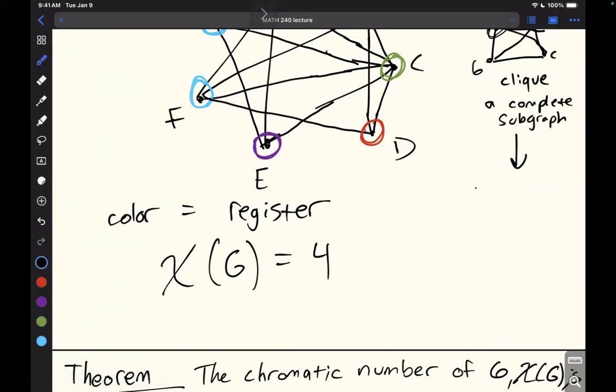So this means the chromatic number of G has to be greater than or equal to 4 because this is a 4-clique, a clique on 4 vertices. And so the lower bound is 4, and then we found a coloring using 4 colors. And so because of that, we say that the chromatic number is 4.